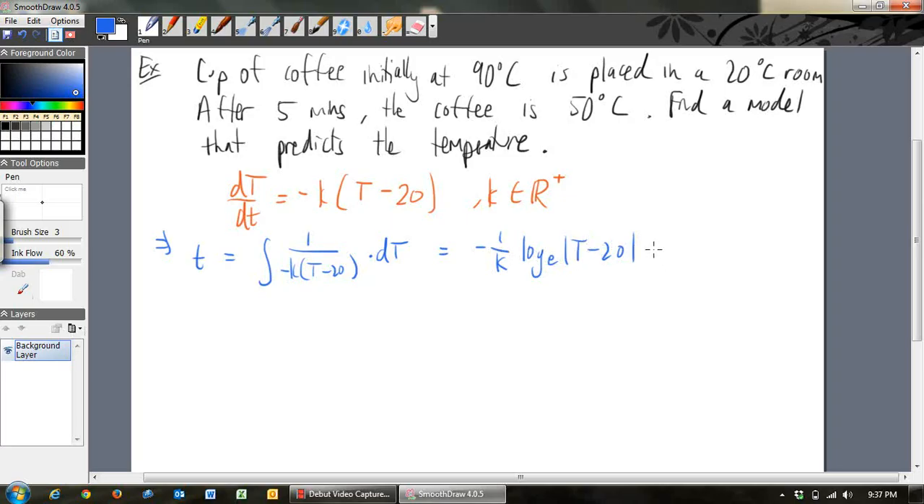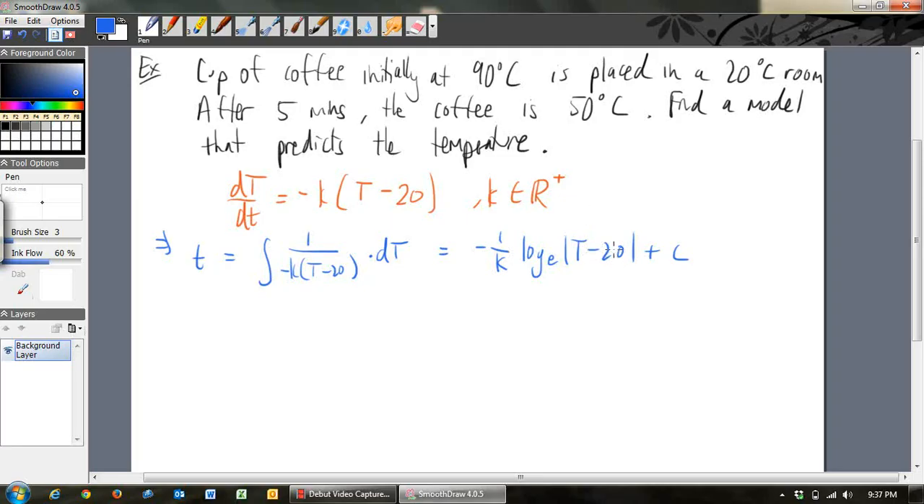Nothing in front of t, so you don't have to put anything else there, plus c. Fantastic. Good. So there's our little t. So time is equal to that function of temperature. Now, can we get rid of this modulus? Always got to think about that, whether you can get rid of that.